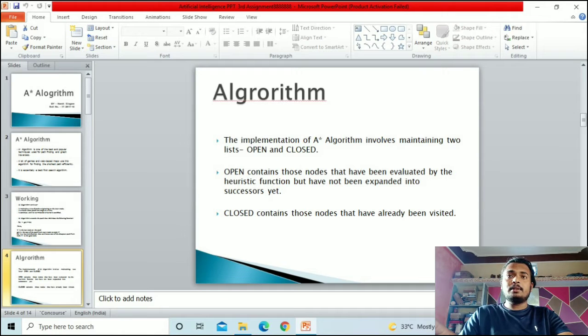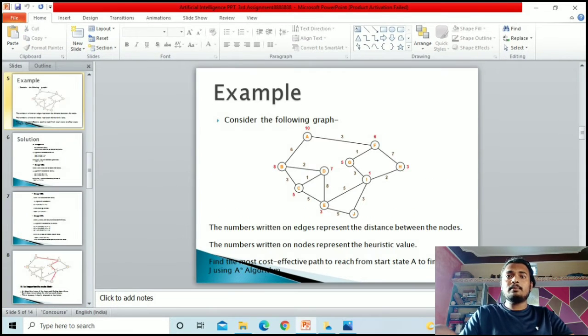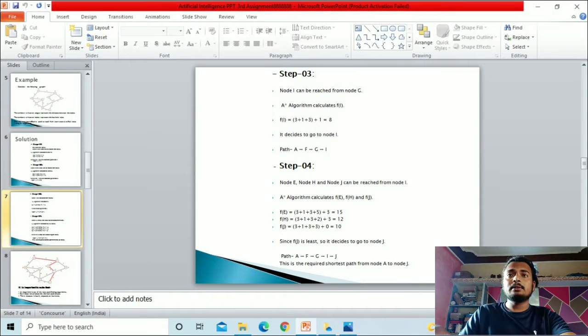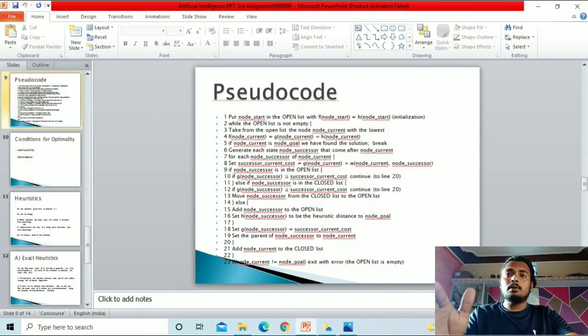Let's see an example of the A star algorithm. Here we can see an example of the A star algorithm, and here is the solution. You can check it out. And here are some pseudocodes of the A star algorithm.